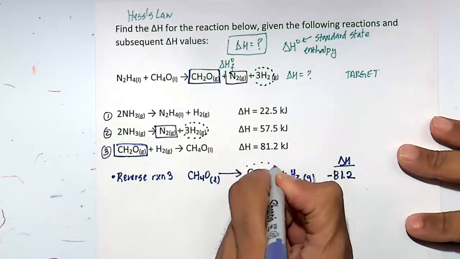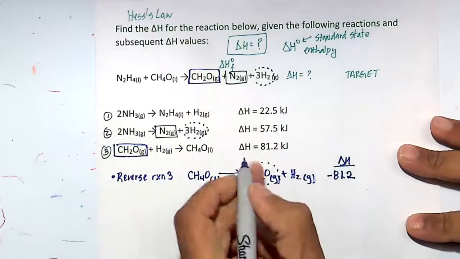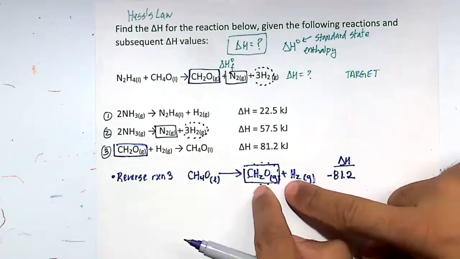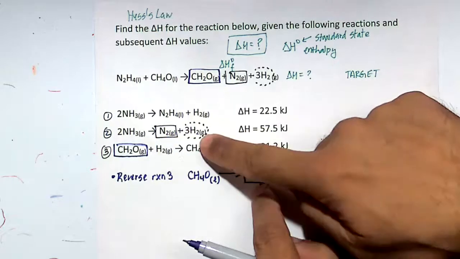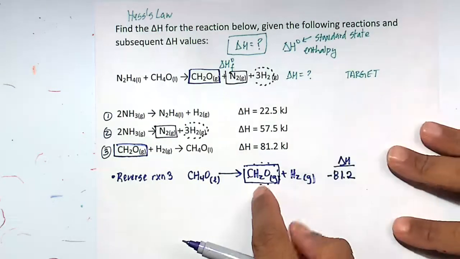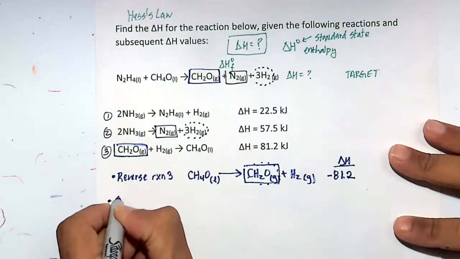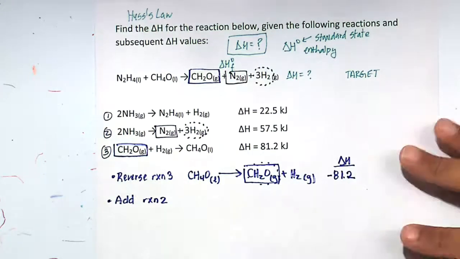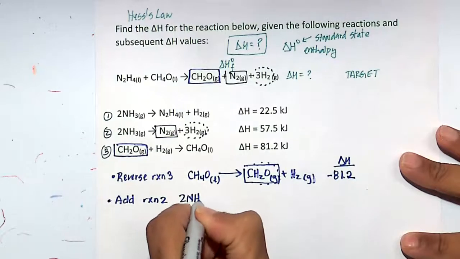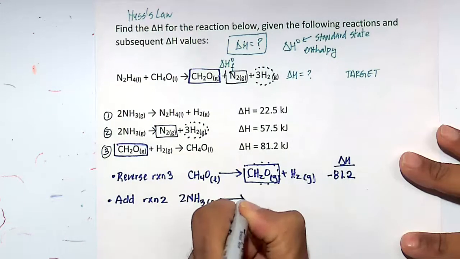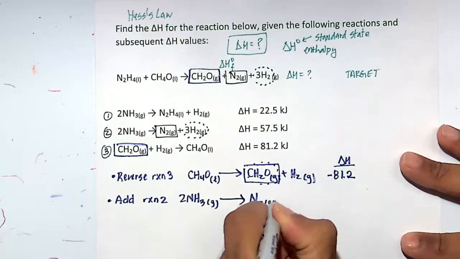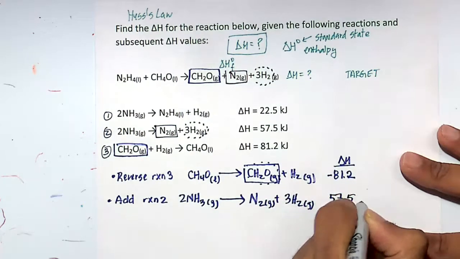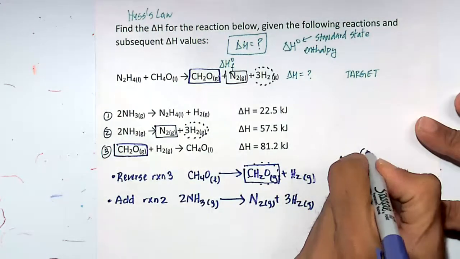You see here? CH2O, CH2O. I got my CH2O in the product now successfully. My N2 and 3H2 are on the product side here in reaction 2. So I'm going to do step 2 here. I'm going to add reaction 2 to this, unchanged, do absolutely nothing to it. So that's going to be 2NH3 gas goes to N2 gas plus 3H2 gas. Unchanged, so that's going to be 57.5 kilojoules. All of this is in kilojoules now.